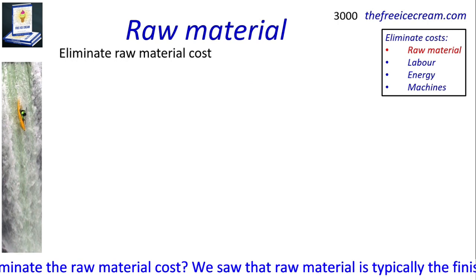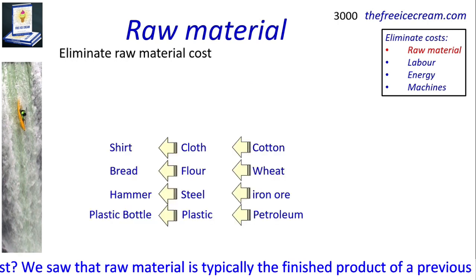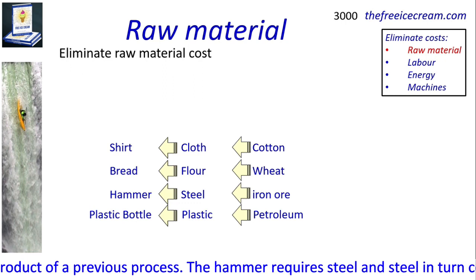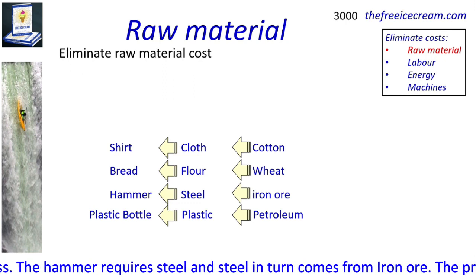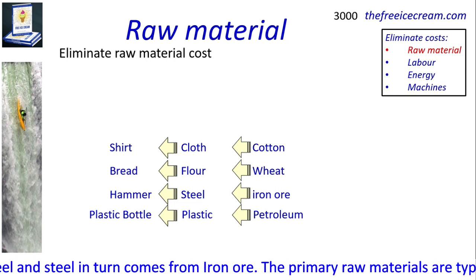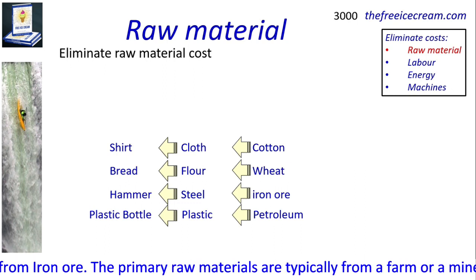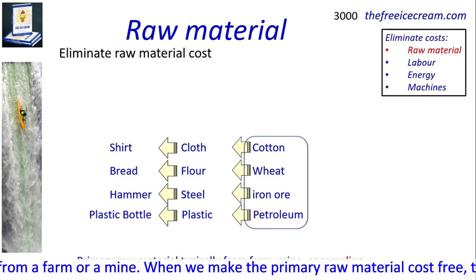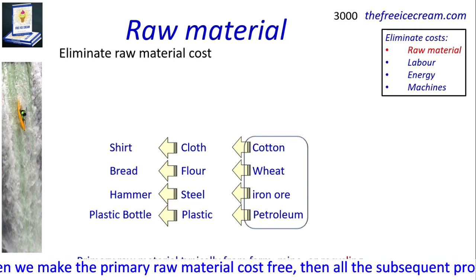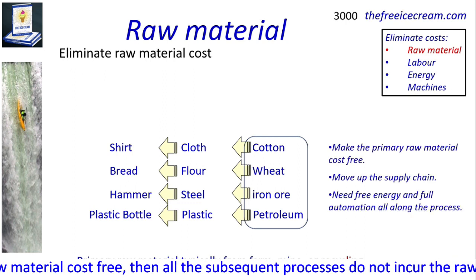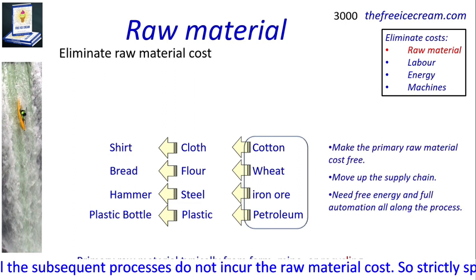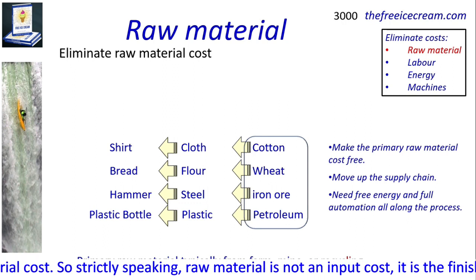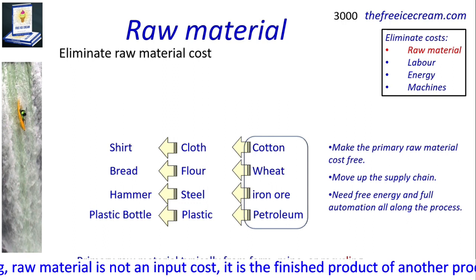So how do we eliminate the raw material cost? We saw that raw material is typically the finished product of a previous process. A hammer requires steel, and steel in turn comes from iron ore. The primary raw materials are typically from a farm or a mine. When we make the primary raw material cost free, then all the subsequent processes do not incur a raw material cost.